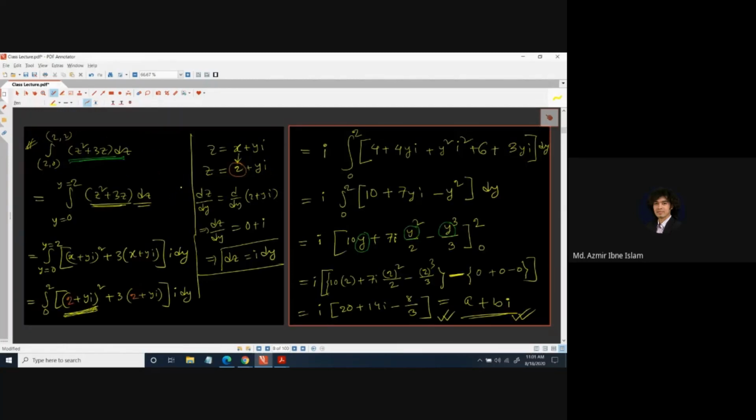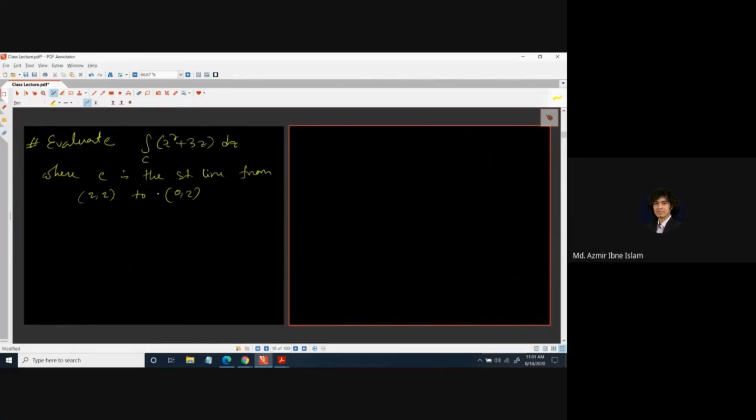The problem is looking the same as the previous one, but it is actually different. At first, try to look at the points. We have 2. So we have the 2 point here and 0 2. 0 2 is here.